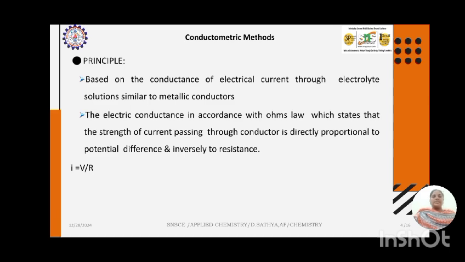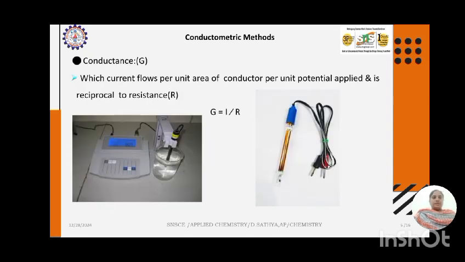The electric conductance is in accordance with Ohm's law, which states that the strength of current passing through the conductor is directly proportional to the potential difference and inversely proportional to resistance. So I is equal to V by R. Here the conductance, which is the current that flows per unit area of conductor per unit potential applied, is the reciprocal of the resistance. So here is the conductometric titration of acid with base, and some general process is going.